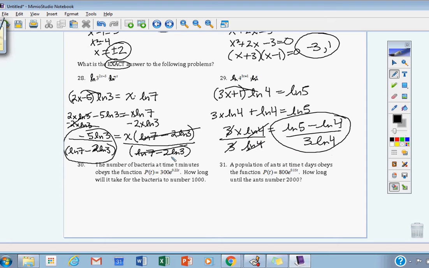All right, and this one here, for number 30, all we got to do is literally take this and put in a value of t that they gave you. A very simple problem if they give us the time. Well, the thing about this one is they didn't give us the time. They gave us the population after some time. So how much time does it take? So we start with the population after, which is 1,000. The initial is 300, and we have e raised to the 0.22t.